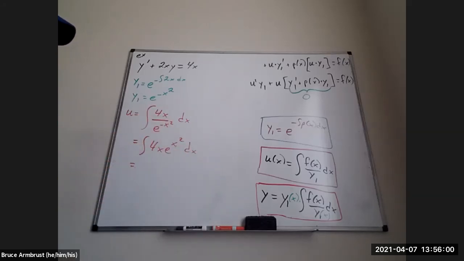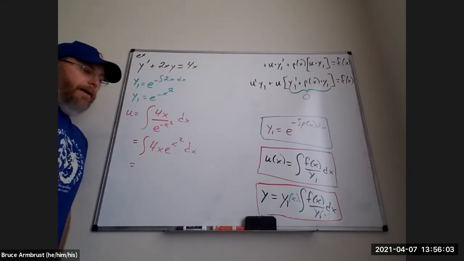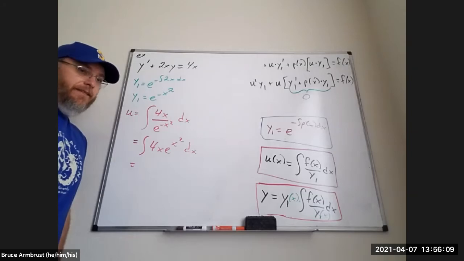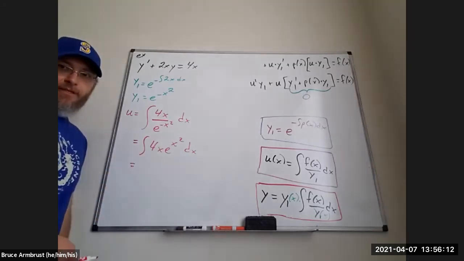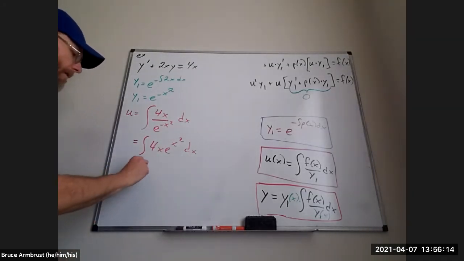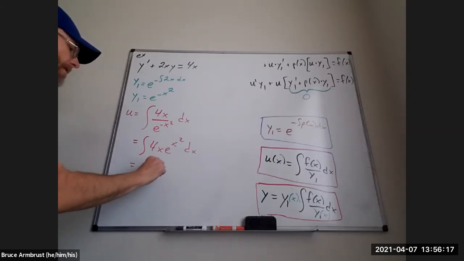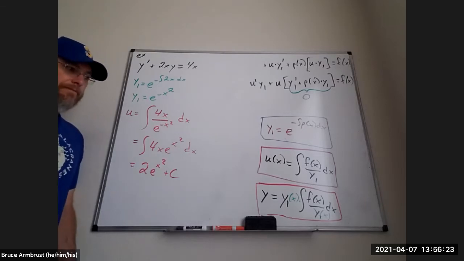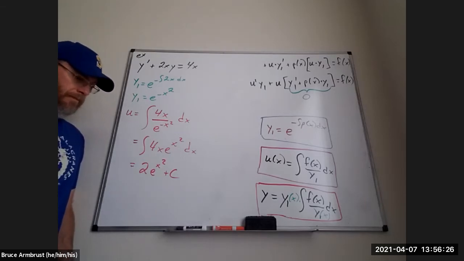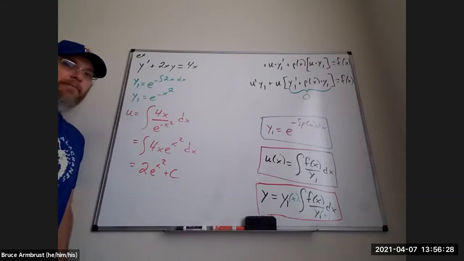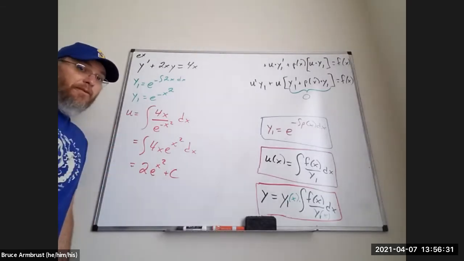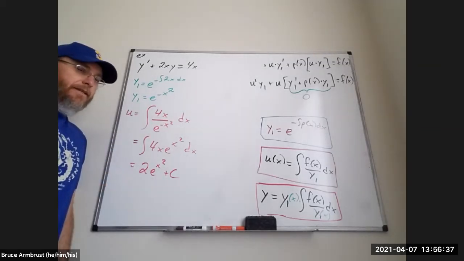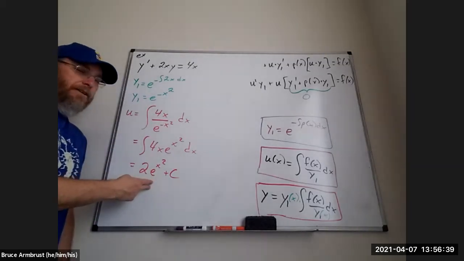So we need to do this integral. This is one that you can do with u sub. If you let u equal x squared, then du is 2x, and so that pretty much gives you this. But the integral of this thing is going to be 2 e to the x squared plus c. All right, so that's step 2, basically. Step 1, solution to the homogeneous. Step 2, find your integrating factor.